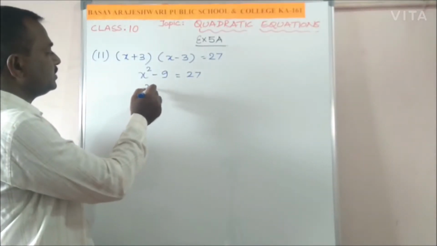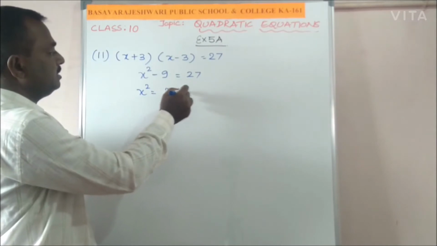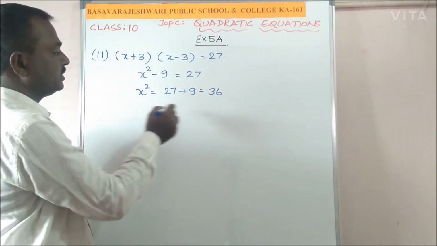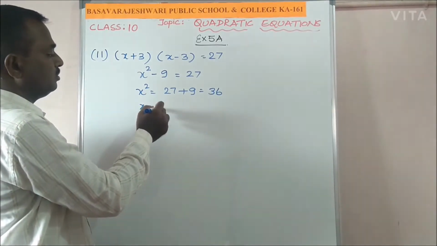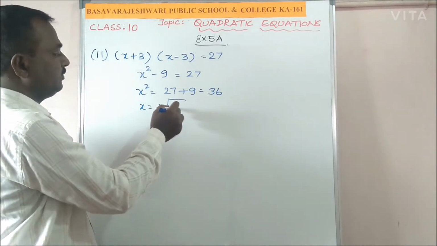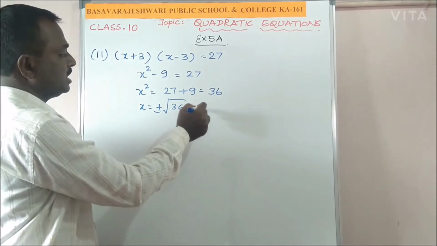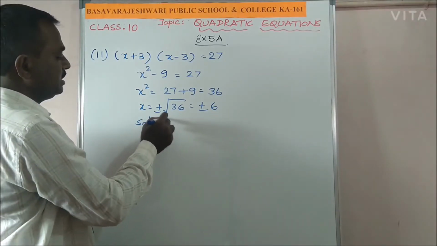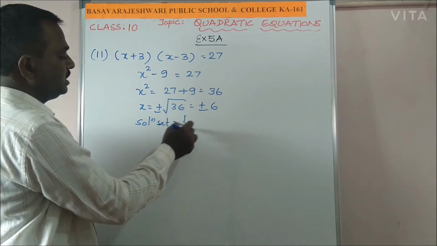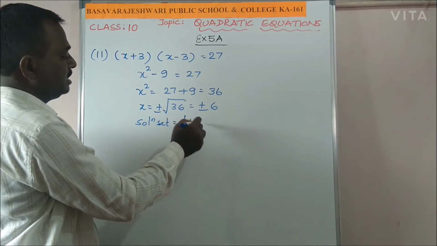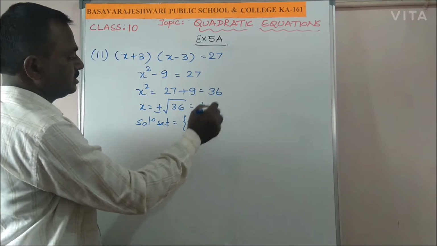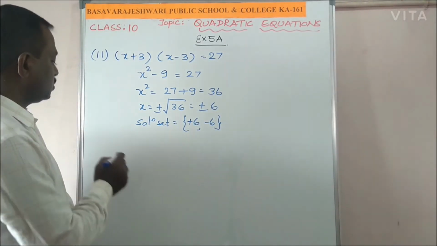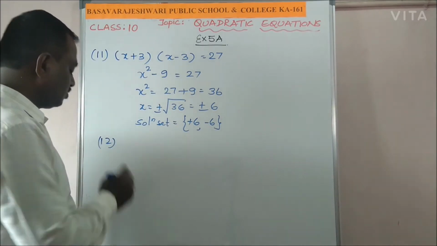Therefore x square is equal to 27 plus 9, that is equal to 36. Therefore x is equal to plus or minus square root of 36, that is plus or minus 6. Therefore the solution set is plus 6, minus 6. Both the answers. Correct?